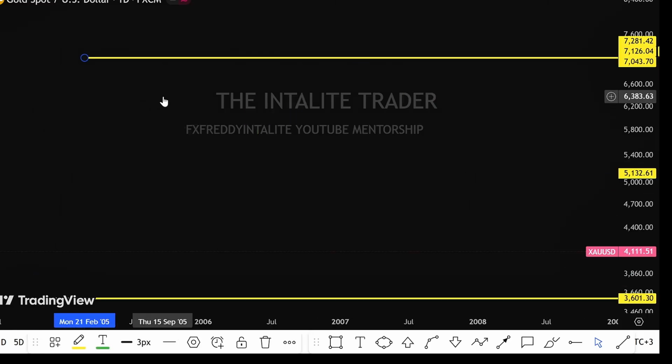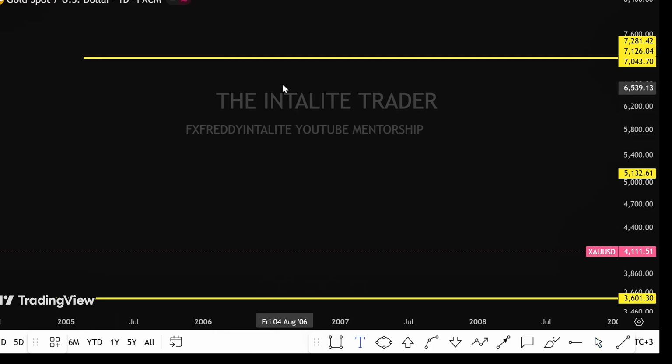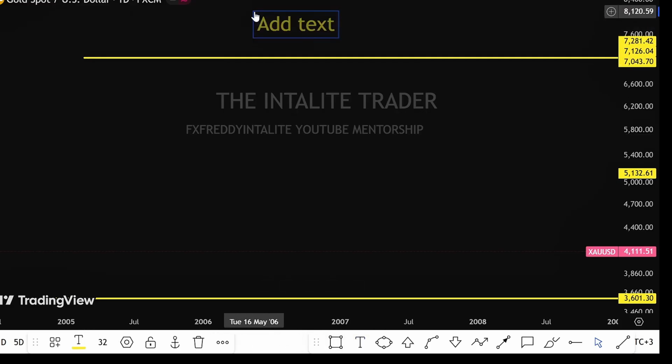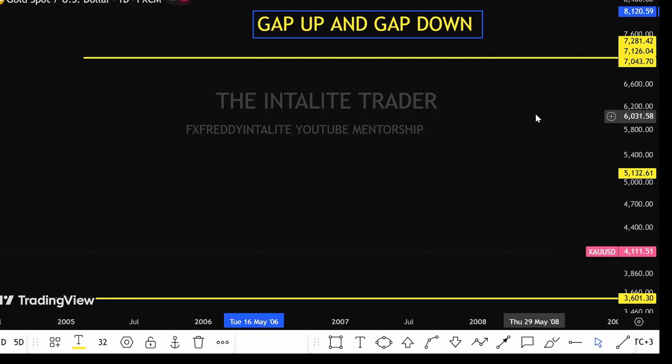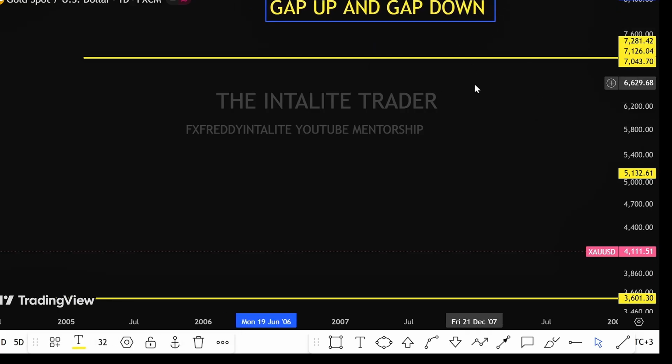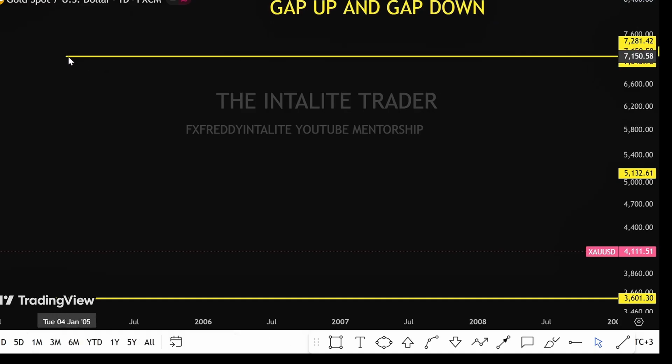The other candlestick pattern I want you to know, as an intraday trader, is what we call a gap up and gap down candle. This is a gap up and a gap down candle. Now, this candle can also be used to tell a trend reversal.